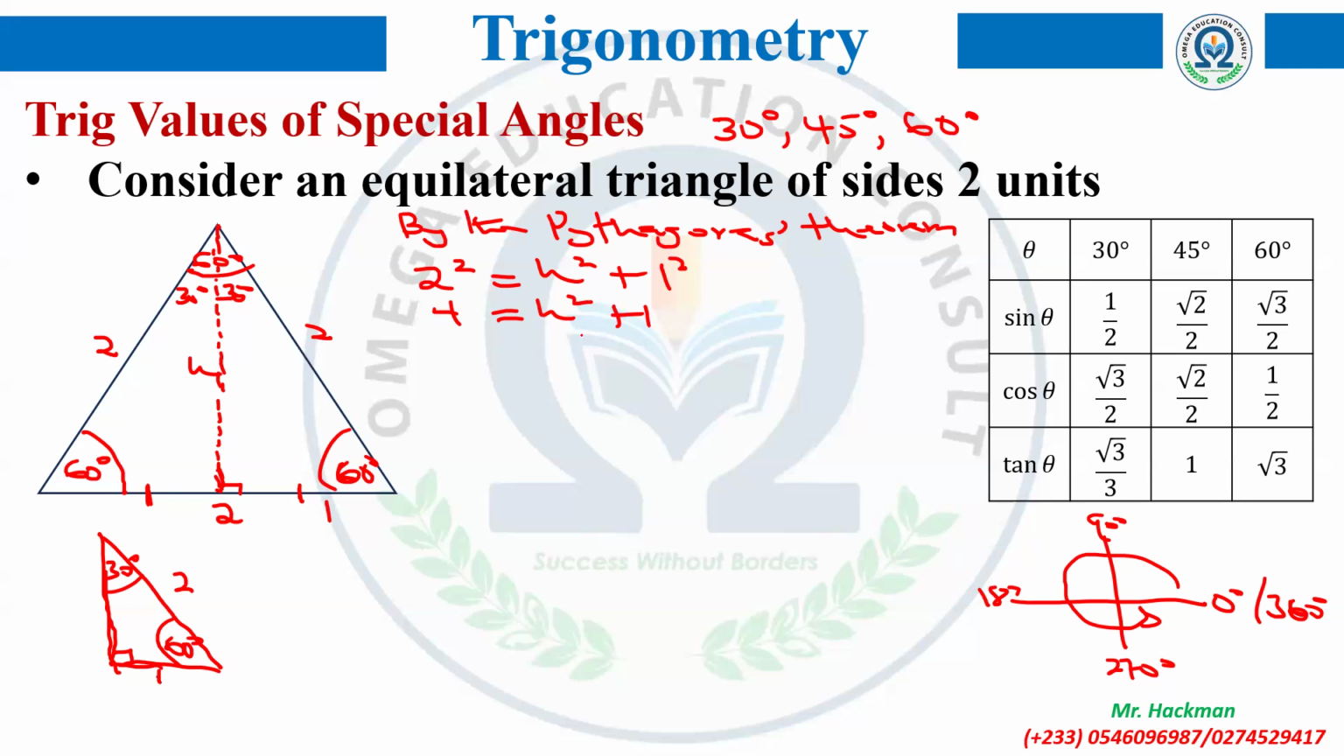So on this note, can I say that my h squared will be equal to 4 minus 1, which is 3? Do you agree? Yes. So can I say that my h will be equal to root of 3? Yes, please. So I know that this is root of 3 now. I equally know that this is root of 3 now. Is that clear now? Yes, sir.